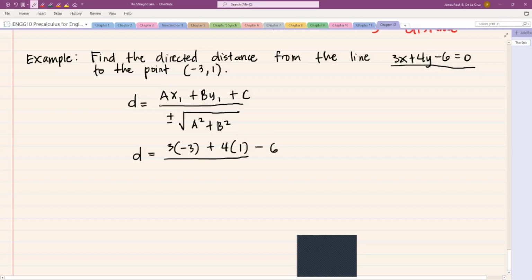So, ang tanong dito, ano ang gagamitin natin na sign? Is it positive or negative? Titignan natin, that's -6. So, we use the opposite sign of 6. So, that's positive. So, dapat positive ang gagamitin natin dito. Square root of 3 squared plus 4 squared. Okay? So, D is equal to, doon sa taas, we have -11 over, ano ba dito? 3 times -3 is -9, plus 4, 15 minus 4.